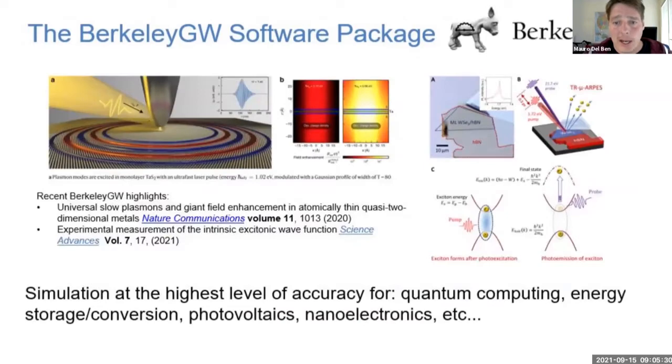Here are some recent highlights showcasing the kind of science you can do with BerkeleyGW. You can simulate at the highest level of accuracy, with applications that again have a wide variety of possible implications, for example, in quantum computing, energy storage and conversion, photovoltaics, nanoelectronics, and so on and so forth.